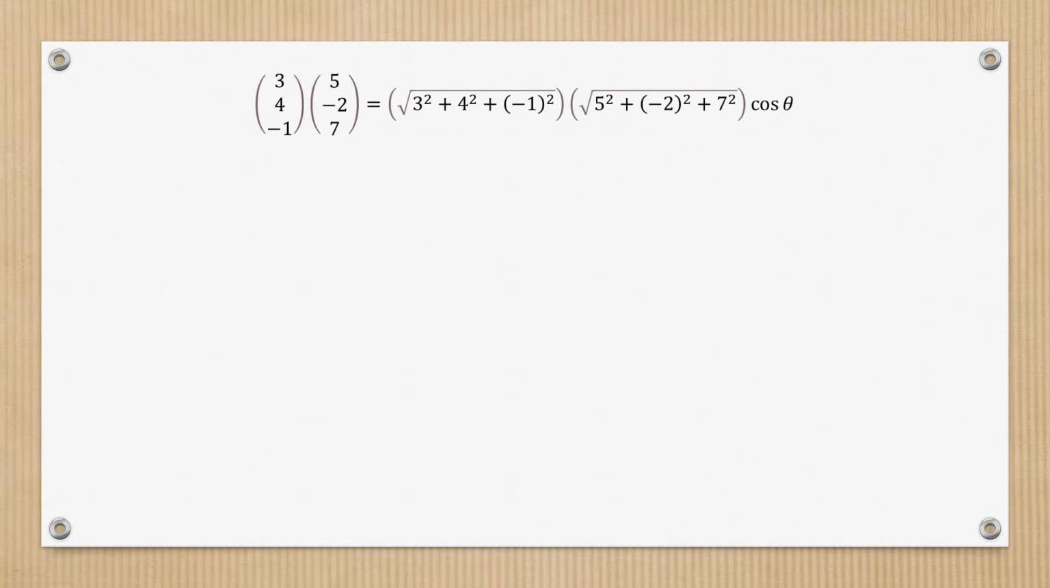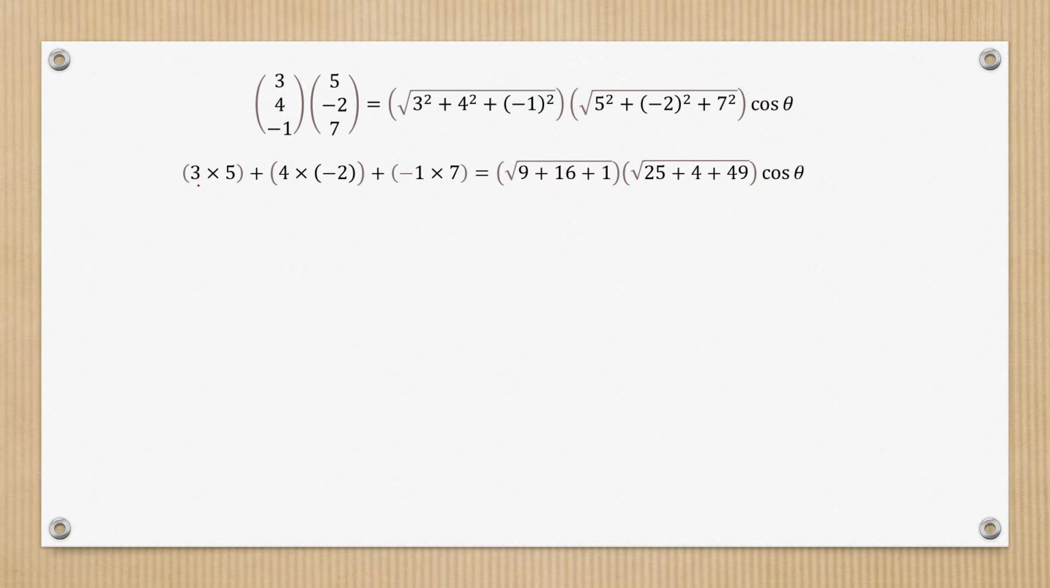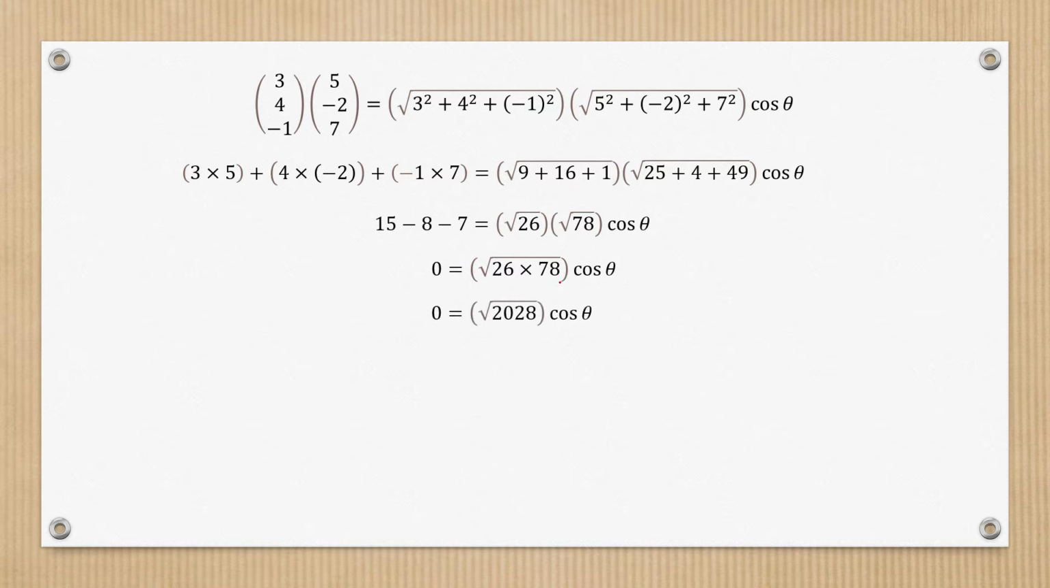Now that we know that, we can place them into the dot product. On the left hand side, we're going to sum up the product of each of the components multiplying each other in pairs. And then on the right hand side, this is what we're going to have: the square roots of the sums of the squares of the components. So when we narrow this down, 15 minus 8 minus 7 shall be equal to 0. Then the square roots multiply to give 2028 cos theta.